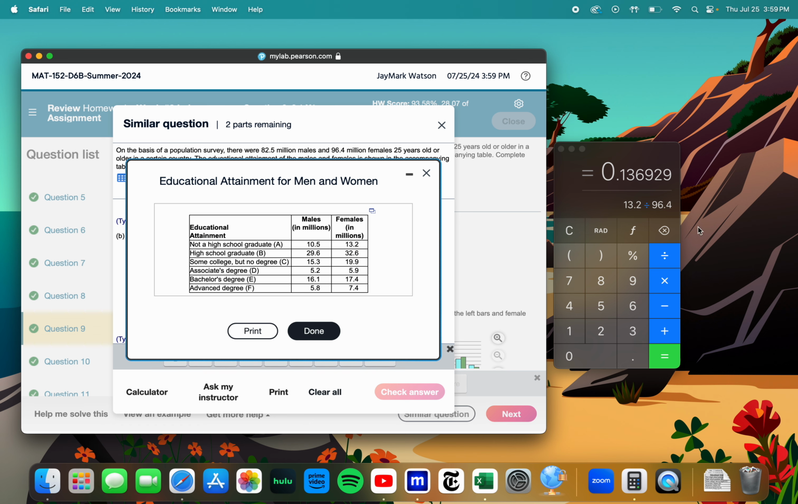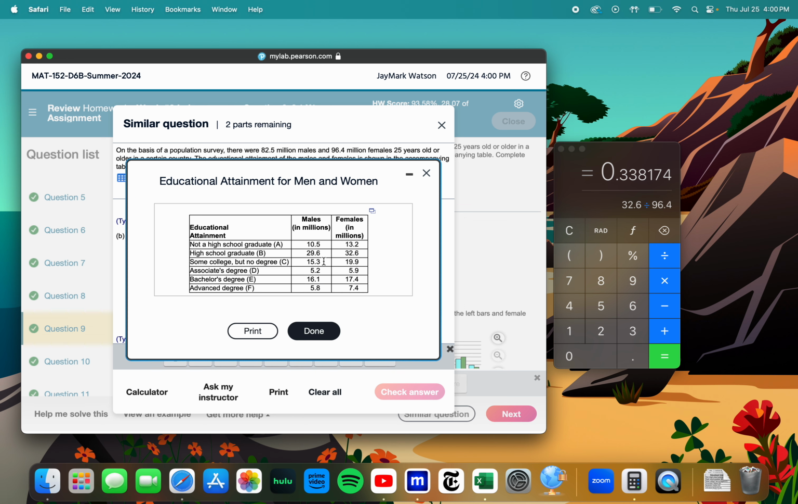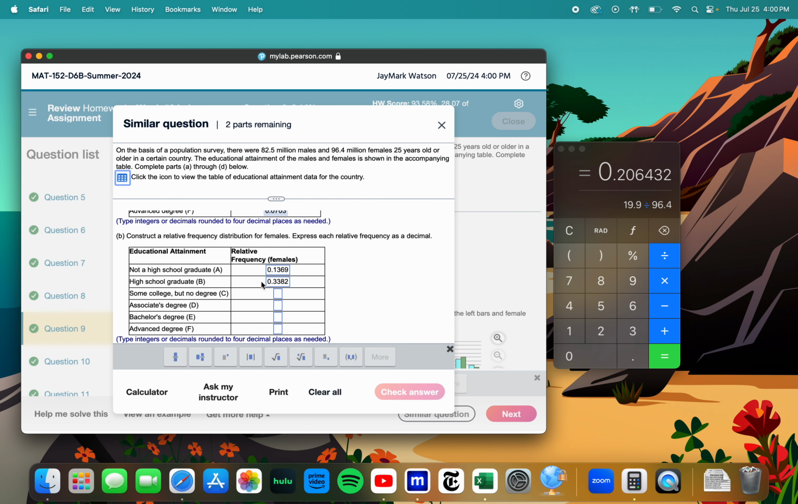We're going to do 32.6. We get 0.3381, and you'll round this one up to a 2 because that's 7. So 0.3382. So 19.9 for this one. You get 0.2064, and you don't round up.